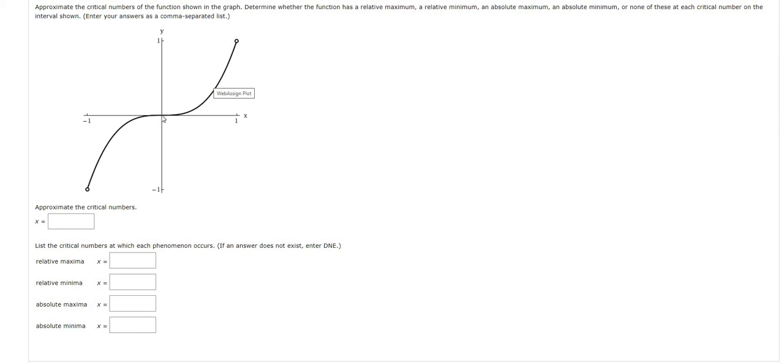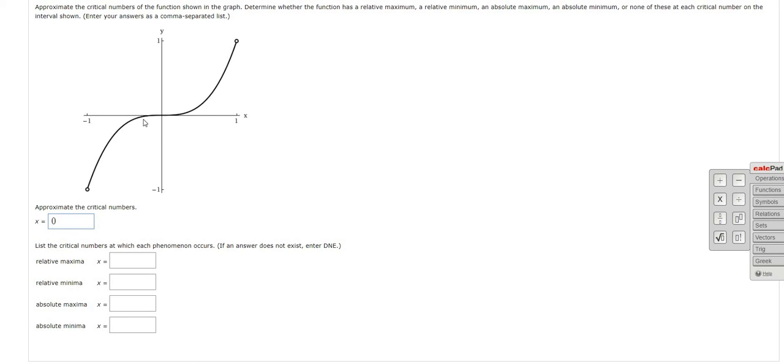So if you look at this graph, you will notice that at x equals zero, if you were to draw a tangent line, it would be horizontal. And so because we have a horizontal tangent line, that means the derivative is zero there, because the derivative is the slope of the tangent line, and at zero, the tangent line is horizontal. So x equals zero is the only place on this graph where we have a critical number.